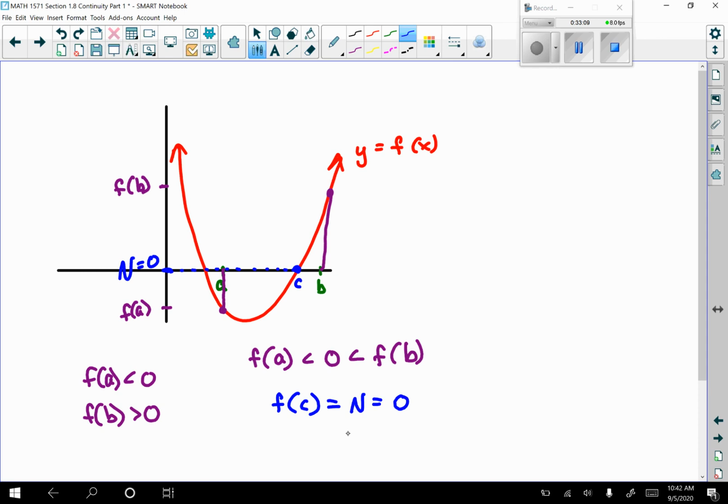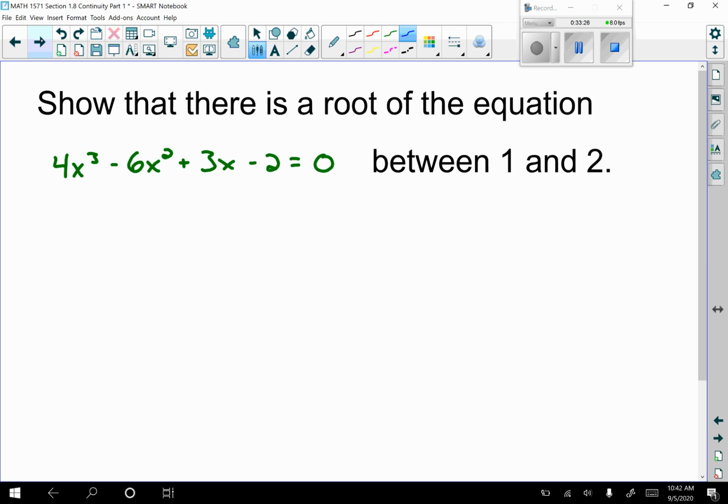The c value is my x-intercept because f of c, which is equal to this n value, is equal to 0. So we're going to use that on this last example, and in WebAssign, it's going to take you through this long process again, so I want to go through that with you in this example. So we want to show that there is a root or an x-intercept of this equation that shows up between 1 and 2, meaning x equals 1 and x equals 2.